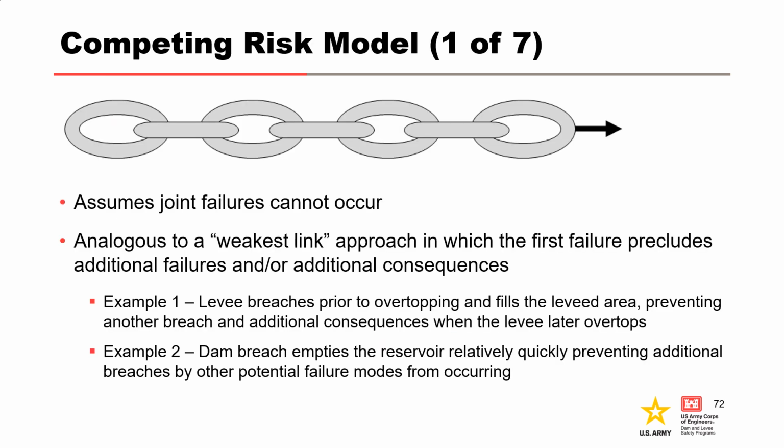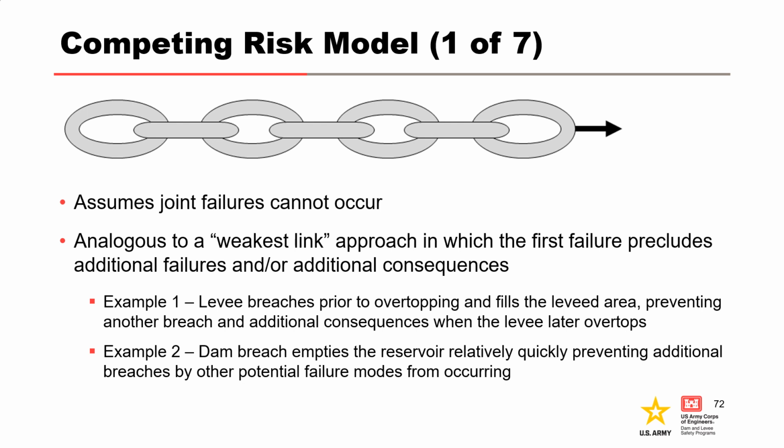The final risk model covered in this module is the competing risk model, which is analogous to a weakest link approach. The model assumes joint failures cannot occur, such that the first failure precludes additional failures and/or additional consequences. As such, the total risk is calculated for each potential failure mode, assuming failure does not occur by any of the other modes, because there is no intersection of failure events.